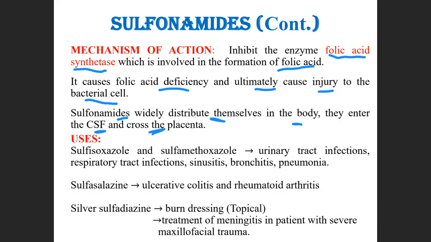The basic principle, the basic mechanism. How does this folic acid synthesis take place? Folic acid synthesis takes place when dihydropteroate diphosphate is combined with PABA, para-aminobenzoic acid, in the presence of dihydropteroate synthetase. So here is where the drug is acting.